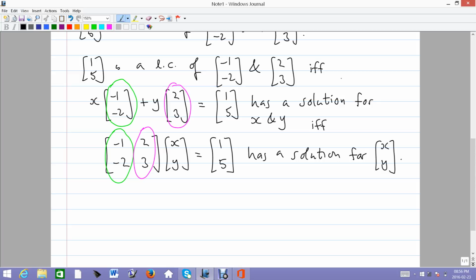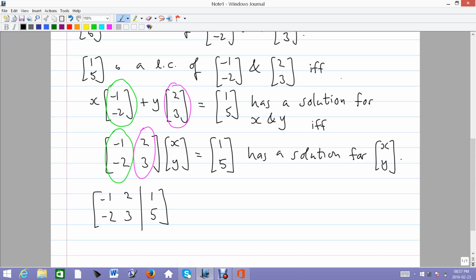Now that we've reduced our problem to solving a system of equations, in particular a system of two linear equations in two unknowns, x and y, we have a problem that we can solve easily. This is a Gauss reduction problem. We solve this using our usual method. We form the augmented matrix, and proceed to perform elementary row operations.